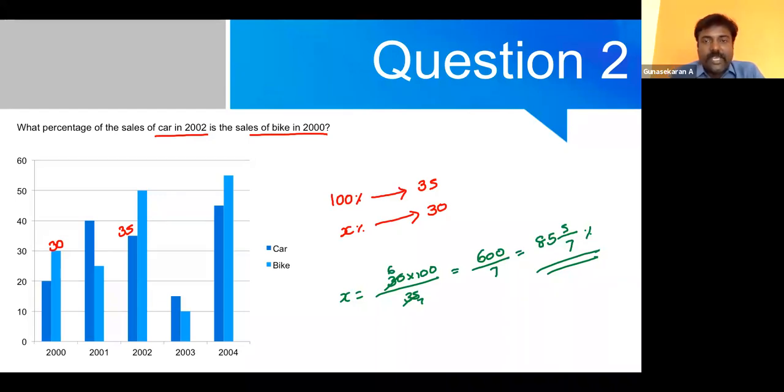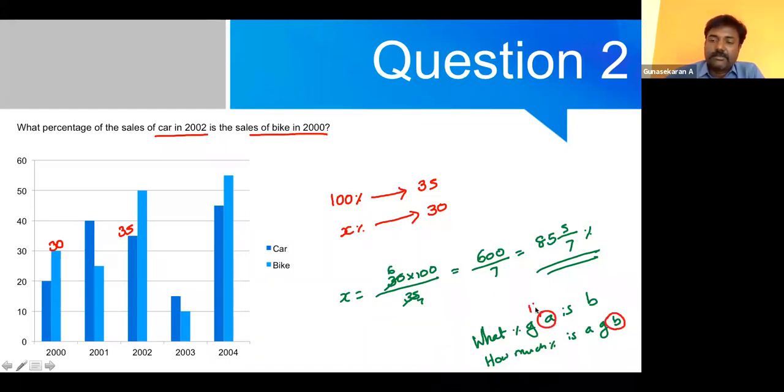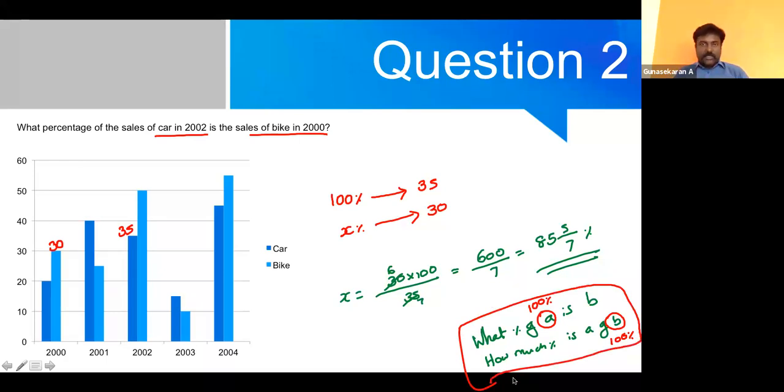So what percentage of A is B means A is the base. How much percentage is A of B means B is 100%. So please be careful. Here A is 100%, here B is 100%. Clear? Understand the difference?